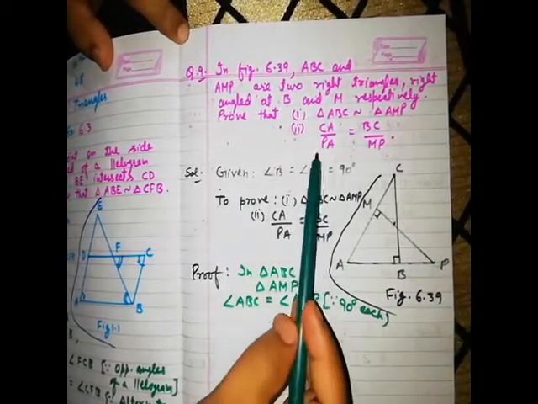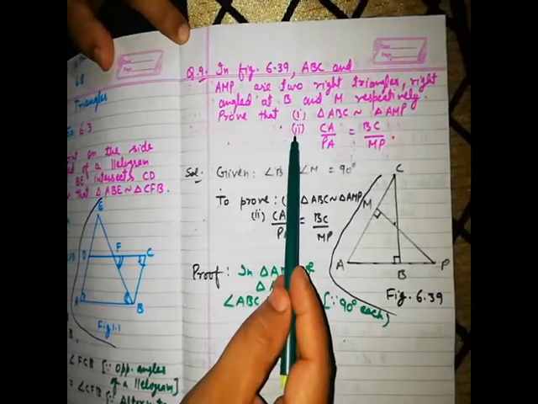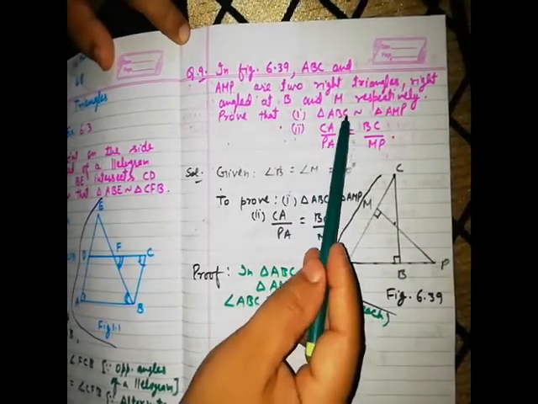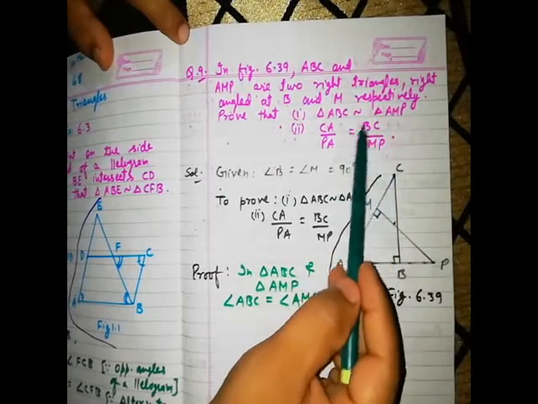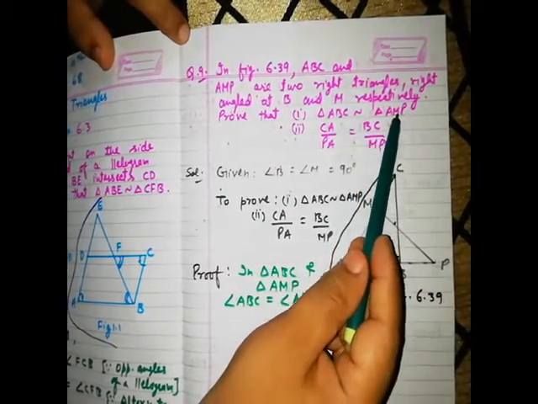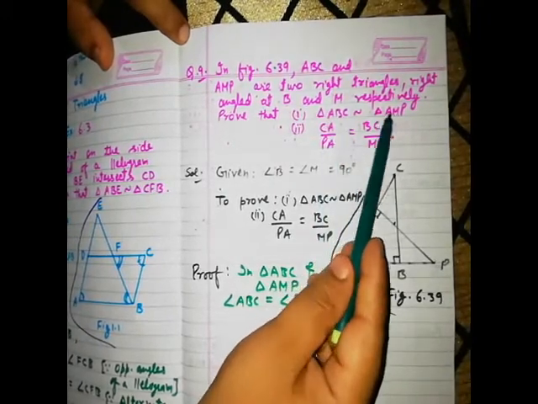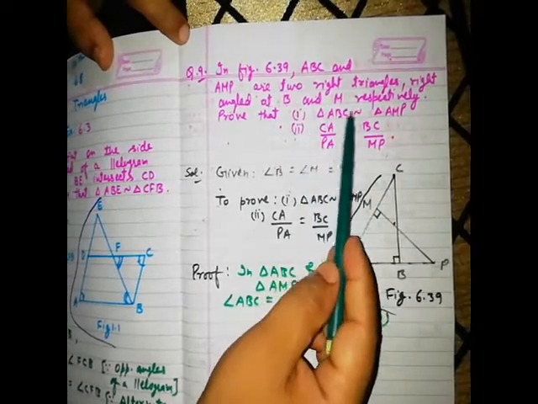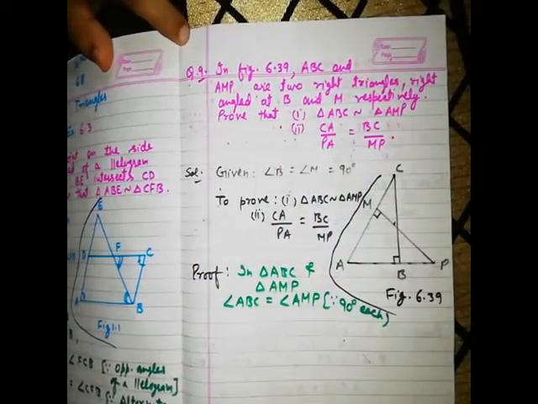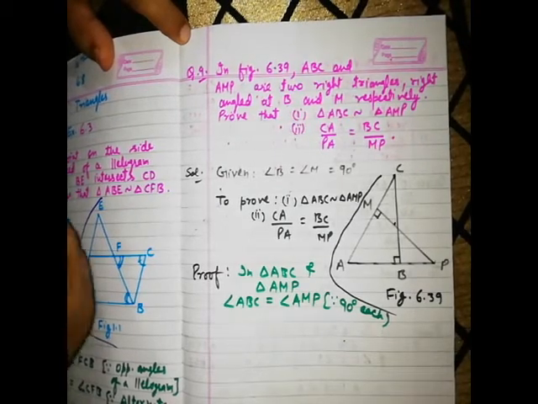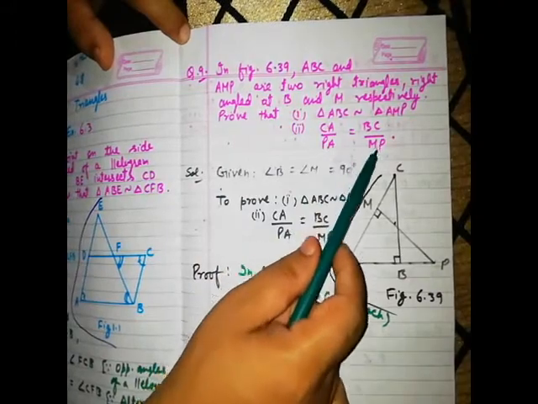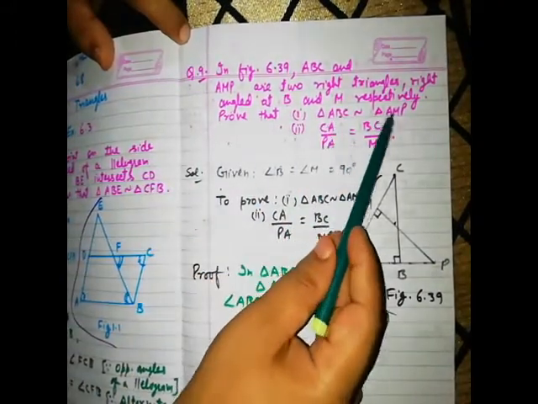This is to be proved, and the second part which we have to prove here is that the ratio of CA upon PA is equal to BC upon MP, and these ratios are made by corresponding sides of these two triangles. So if we can prove the first part, then the second part gets automatically proved because corresponding sides of similar triangles are proportional, meaning the proportions formed by corresponding sides in similar triangles are equal, and these are proportions formed by corresponding sides of these two triangles.